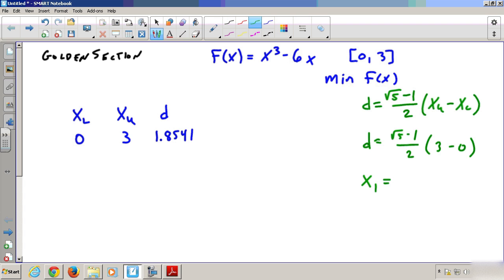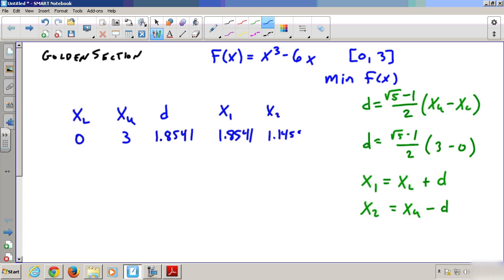Now, two other equations I'll give you will identify our lower and upper test points. x1 is equal to the lower bound plus d, x2 is equal to the upper bound minus d. So this is simply a plug and chug procedure to calculate x1 and x2. It should not be difficult for you to do. You just take the lower bound, which is 0, and add d to it. So clearly, x1 is going to be 1.8541 because 0 plus 1.8541 is 1.8541. 3 minus 1.8541 will give us x2, which is 1.1459.